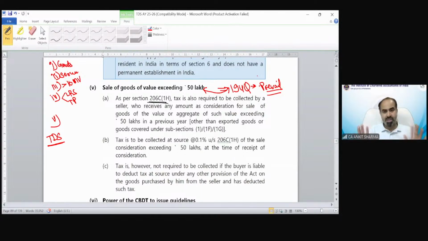But for your examination, you have to read both. So we have to understand section 194Q. Then we will correlate it with section 206C(1H).